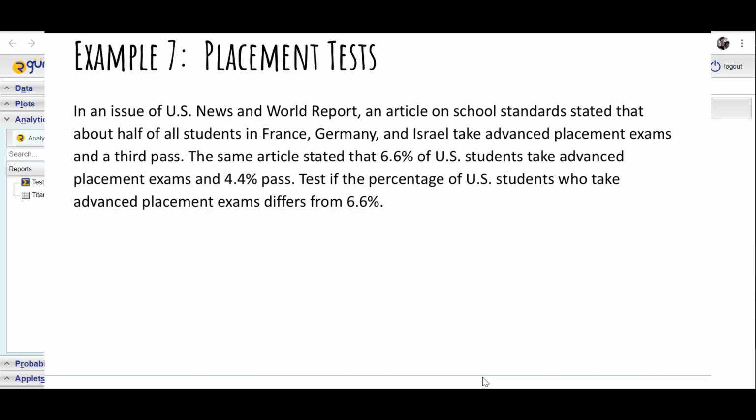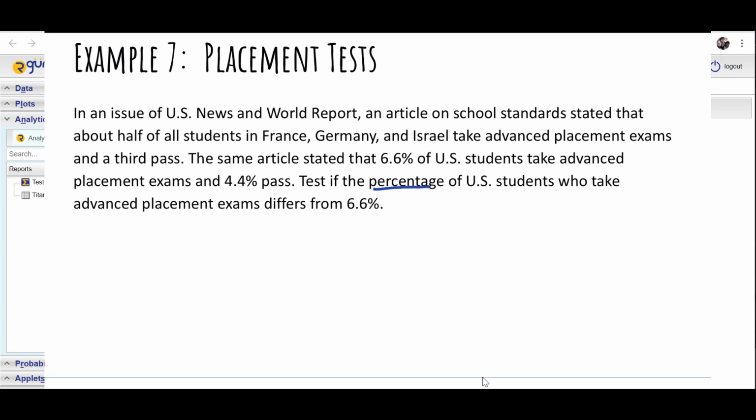All right, placement tests. In an issue of U.S. News and World Report, an article on school standards stated that about half of all students in France, Germany, and Israel take advanced placement exams and a third pass. The same article stated that 6.6% of the U.S. students take advanced placement tests and 4.4% pass. Test if the percentage of U.S. students who take advanced placement tests differs from 6.6%.